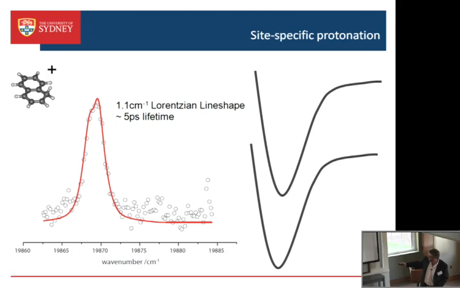transition dipole moments. In order to fit this, we had to put over the top a 1.1 wave number Lorentzian, right, which indicates a 5 picosecond lifetime. And that might be very surprising, but bear in mind that protonated benzene basically has got no vibrational structure in its spectrum.